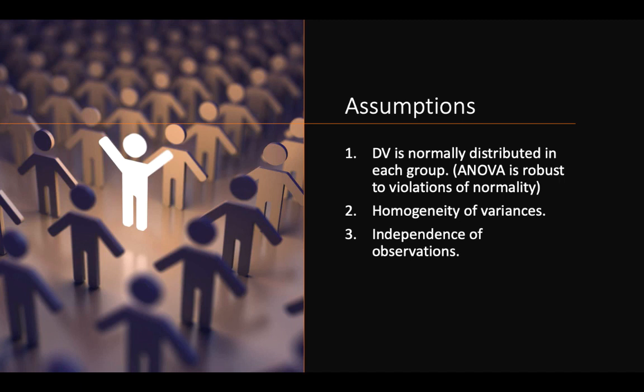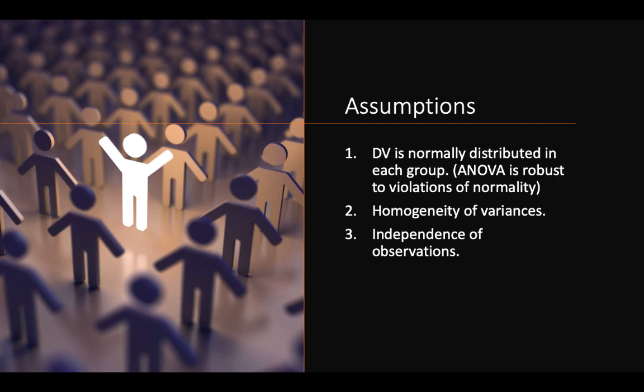As with other analyses, ANOVA also comes with its own assumptions that need to be upheld. The DV should always be normally distributed in each group. However, ANOVA is a very robust analysis. It's okay with violations of normality.